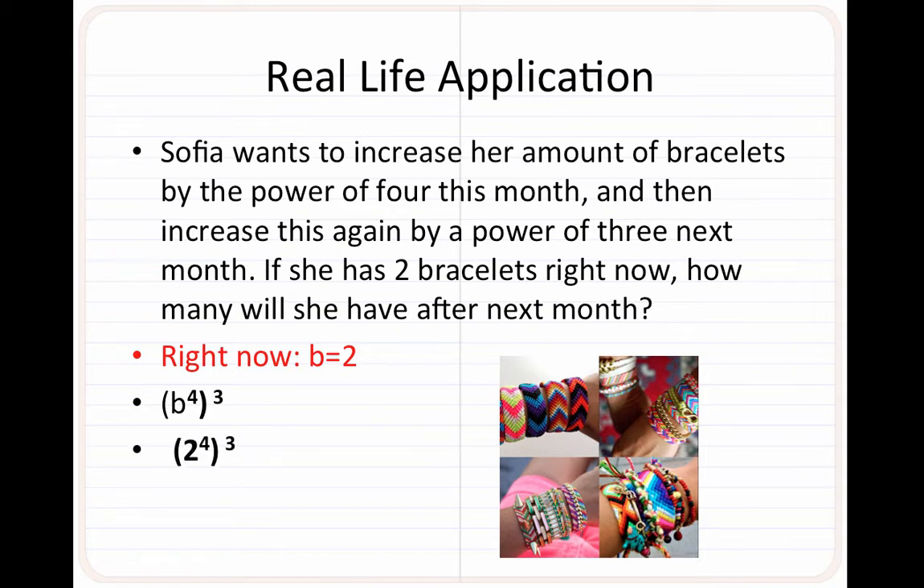Since b equals 2, we will replace b with a 2. That would be 2 to the 4th power, to the power of 3. This gives us 2 to the 4th power times 3, which is 2 to the 12th power, having a solution of 4096.